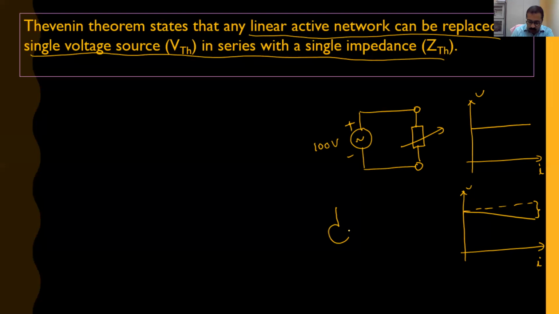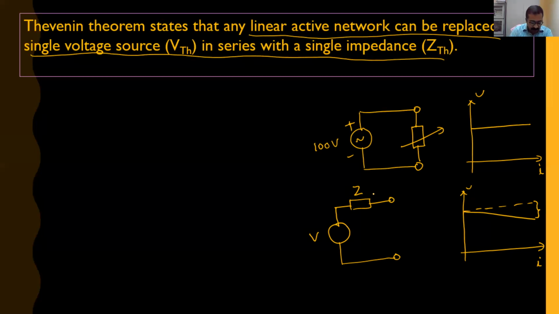So any practical voltage source can be modeled like this: an ideal voltage source V in series with an internal impedance Z. This drop corresponds to the potential drop across the internal resistance or internal impedance Z. So Thevenin's theorem states that any linear bilateral active network can be converted into a single voltage source in series with the Thevenin impedance ZTH.